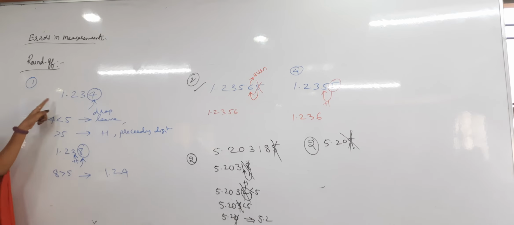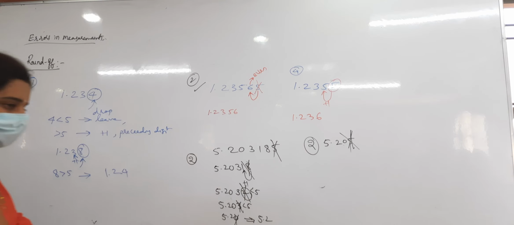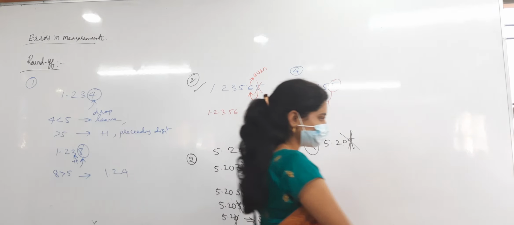Take these two examples: 1.234 and 1.238, round off for 3 significant figures.